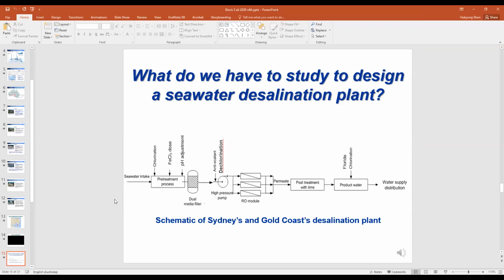And the last one, is there any way to recover some of the minerals that we are taking out with the brine? For example, since we have to put some fluoride and maybe something else in the product water, is there any way to recover some of that from our residue, from our brackish, our brine?